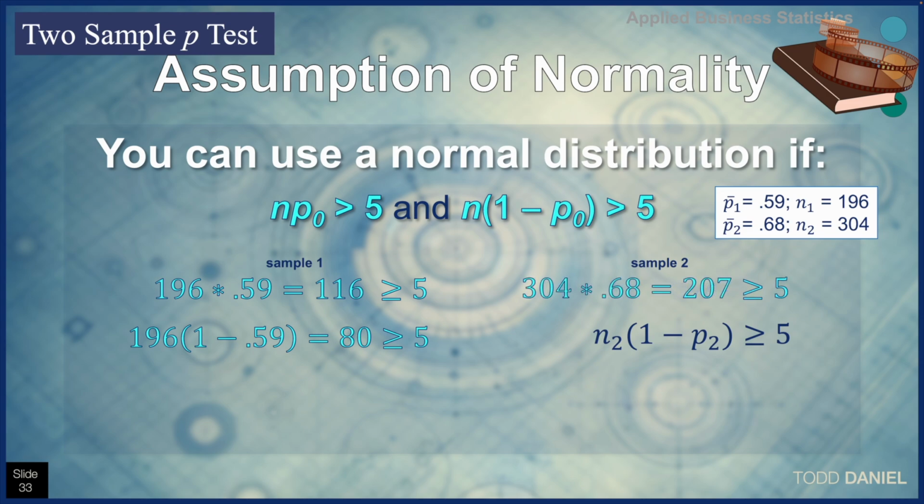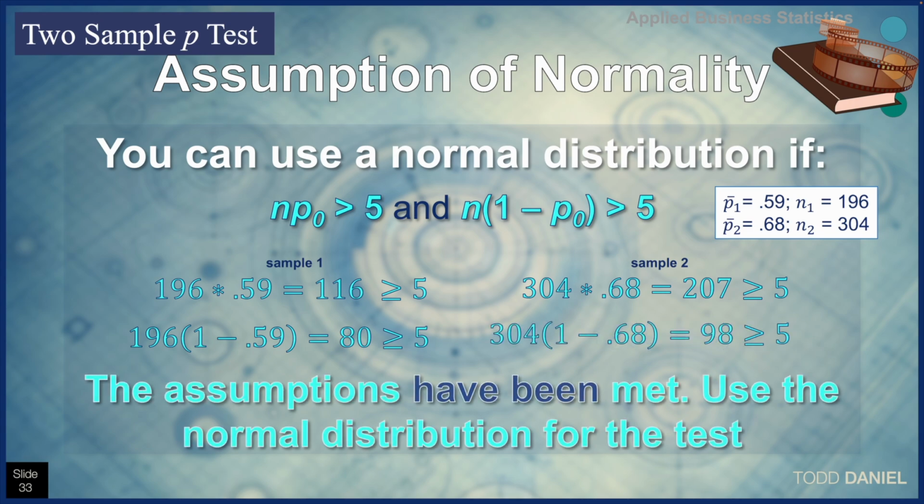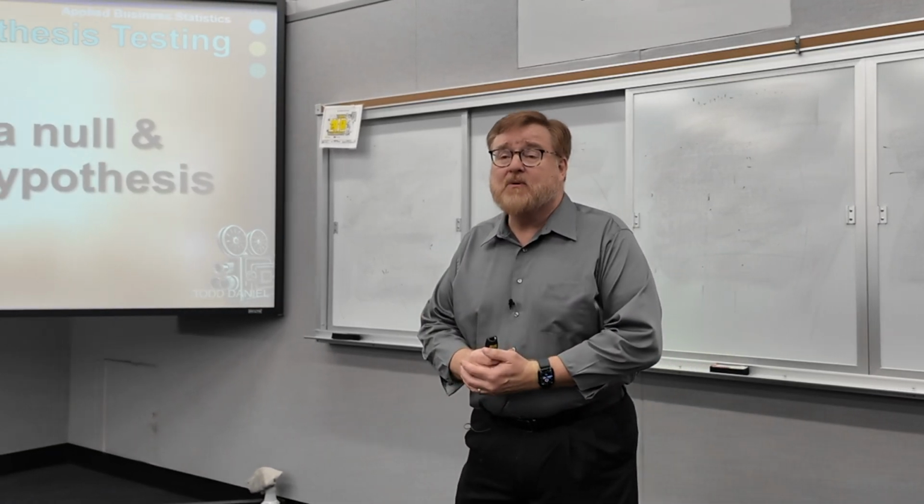304 times 0.68 is 207. That's greater than 5. And 304 times 1 minus 0.68 is 98, also greater than 5. The assumption has been met. We can use the normal distribution for this test. And that brings us to step number 2.